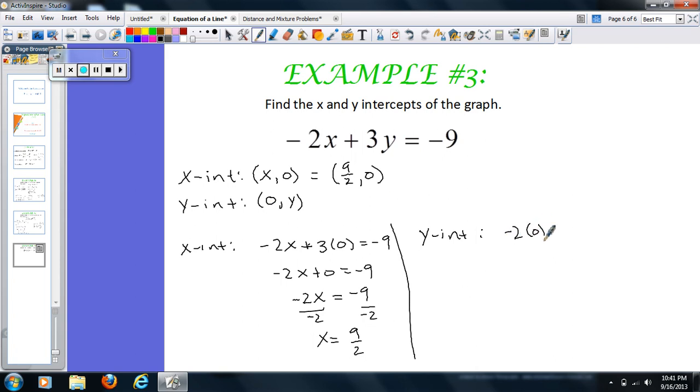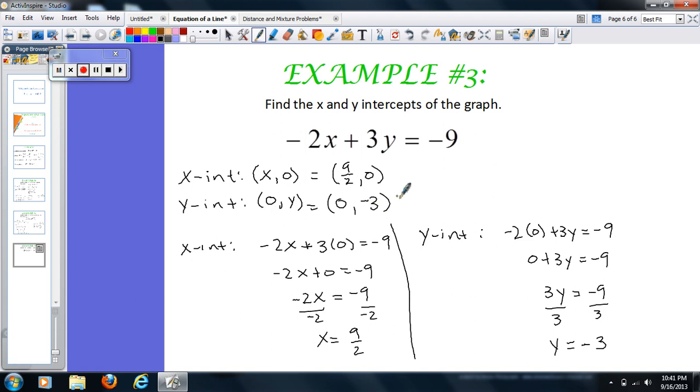So this is negative 2 times 0 plus 3y equals negative 9. Excuse me. This is 0 plus 3y equals negative 9. This gives us 3y equals negative 9. And now we're going to divide by 3. And you get y equals negative 9 divided by 3, which is negative 3. Which means that my y-intercept then is x equals 0 and y is negative 3.